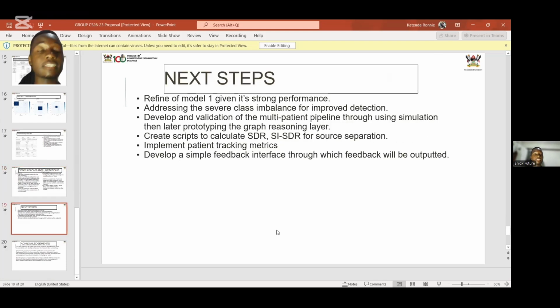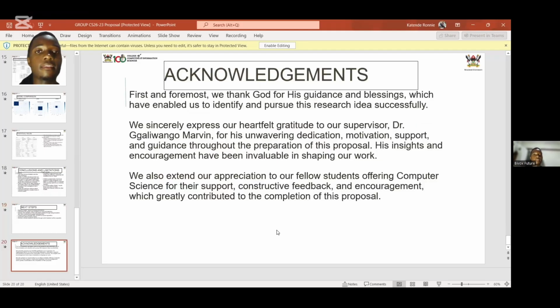Then taking you to the next steps, what are our future targets? Refining our model 1, given its strong performance, that was explained by my colleague Kathy. Then addressing the severe class imbalance, because there was a lot of class imbalance, for improved detection. Then developing and validating the multiple patient pipelines using simulations, creating scripts to calculate the SDR for source separation, implementing the patient tracking metrics, and then the system.